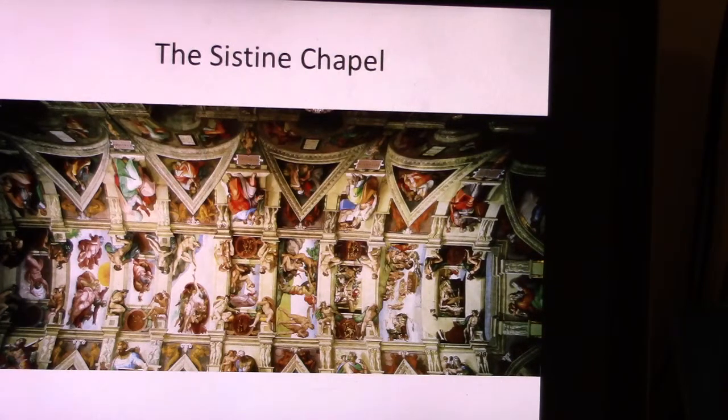The most famous is probably the ceiling of the Sistine Chapel. It is part of the Vatican. It was the Pope's private chapel for many years. And Michelangelo actually hated the Pope. He thought he was corrupt. So he escaped, and the Pope sent soldiers to drag him back to paint this.